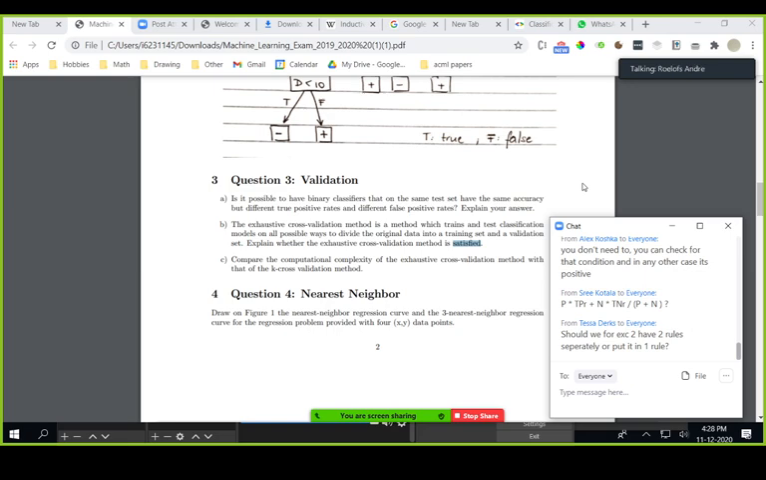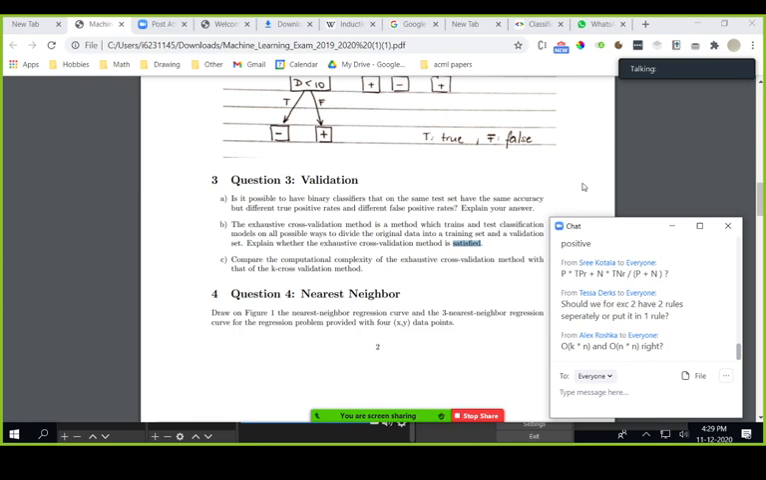Okay, so then compare the computational complexity of the exhaustive cross-validation method with that of k-cross-validation. Well, you can just explain that k-cross-validation simply depends on k, but there's only a certain number of ways that the data can be split. For example, if you split it half by half, there are only two ways. You can either take the left part as your train set or the right part, and the other becomes the validation set. However, with the exhaustive cross-validation method, it's k times n versus O of n times n.